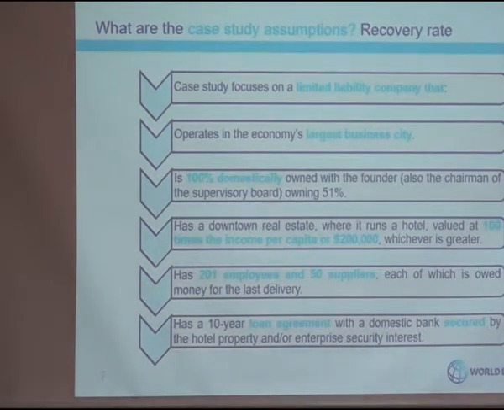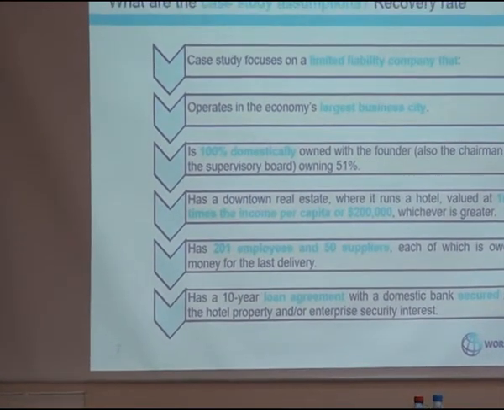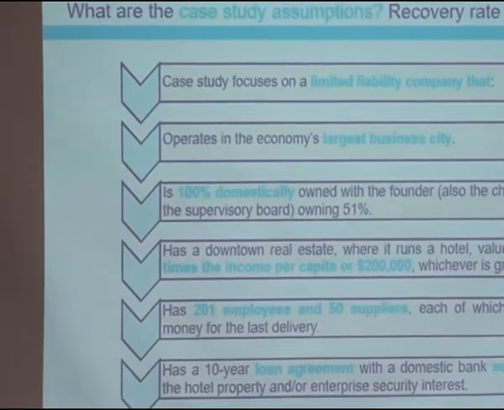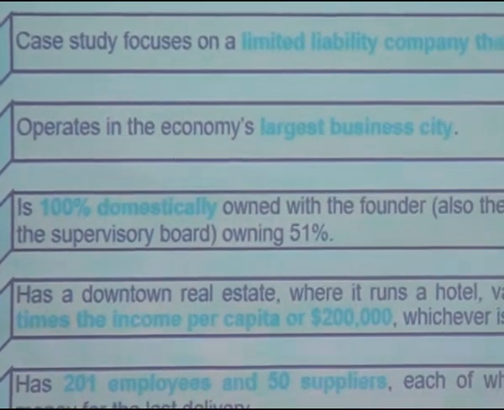So what are the case study assumptions for the recovery rate section of the resolving insolvency indicator? The case study focuses on a limited liability company that would operate in the economy's largest business city. So in the case of Azerbaijan, that's Baku. We assume that it's 100% domestically owned, with the founder owning 51%. So we don't have any foreigners owning part of this limited liability company. We assume that this limited liability company has a downtown real estate where it runs a hotel that would be valued at either 100 times the income per capita or $200,000, whichever is greater.